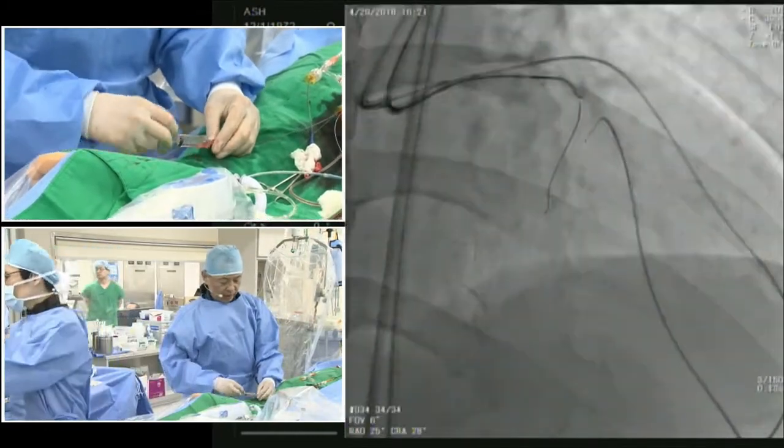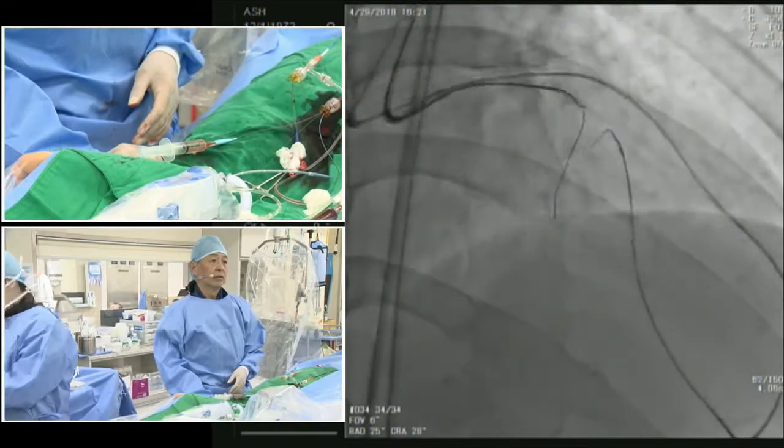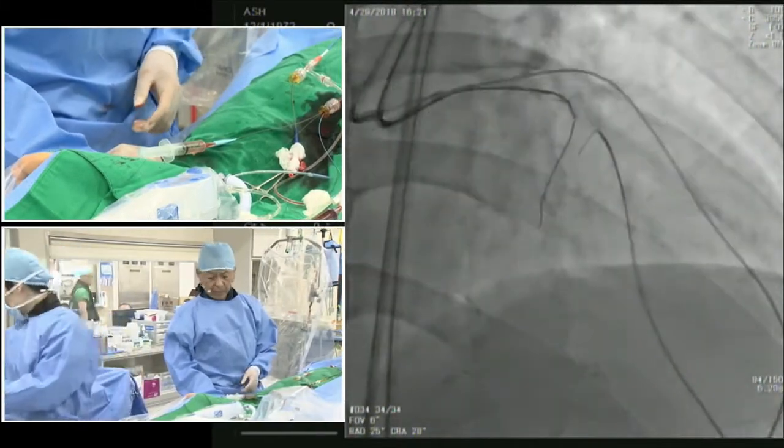So looks very difficult. 가이아 어디 있어? 이건가? 이거야? 가이아 어디 있어?